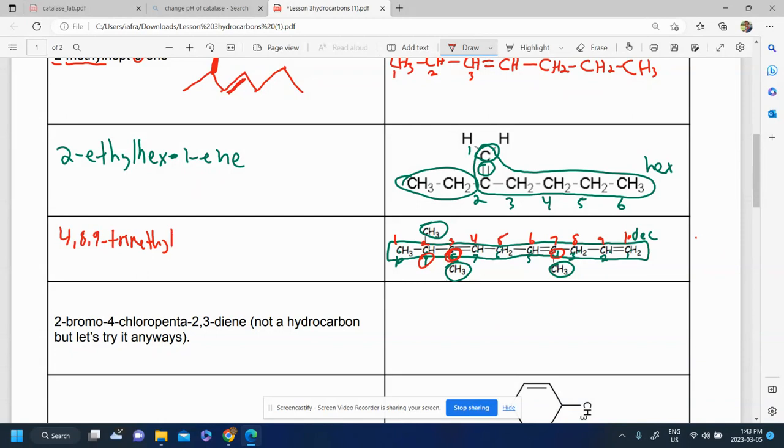Trimethyl. Then deca, because we have multiple double bonds. You have to leave the A there. Then we're going to put the locations of the double bonds. We got one at carbon number 1, one at carbon number 4, and one at 7. So 1, 4, 7 deca triene. And that would be your name for that molecule, 4,8,9-trimethyldeca-1,4,7-triene.